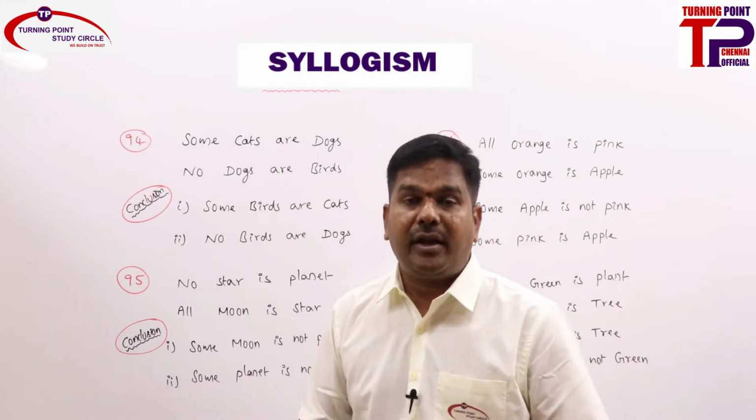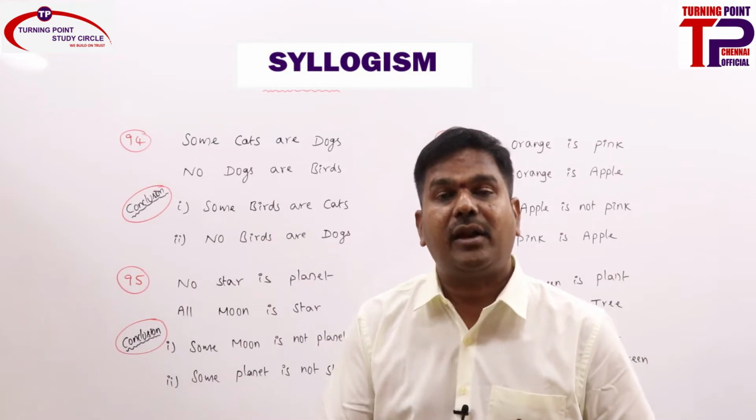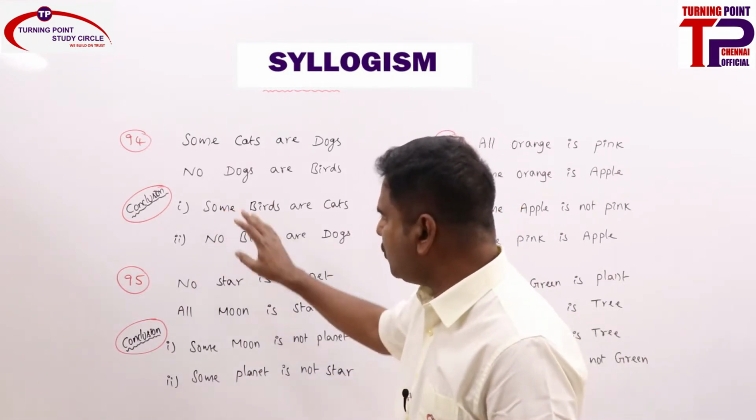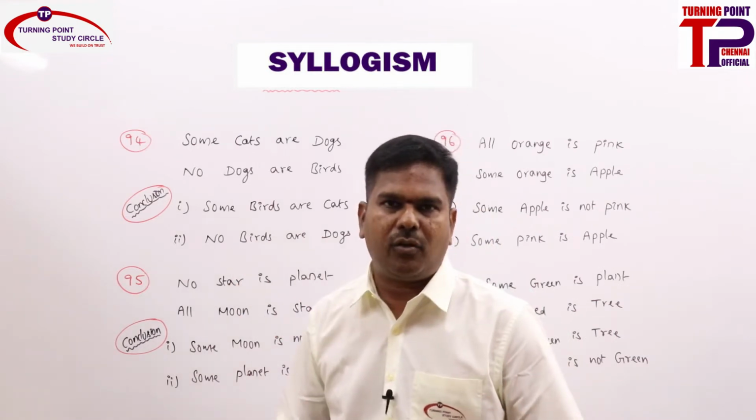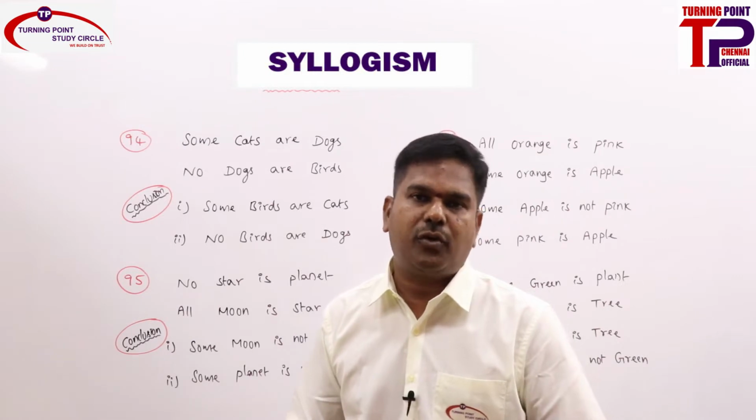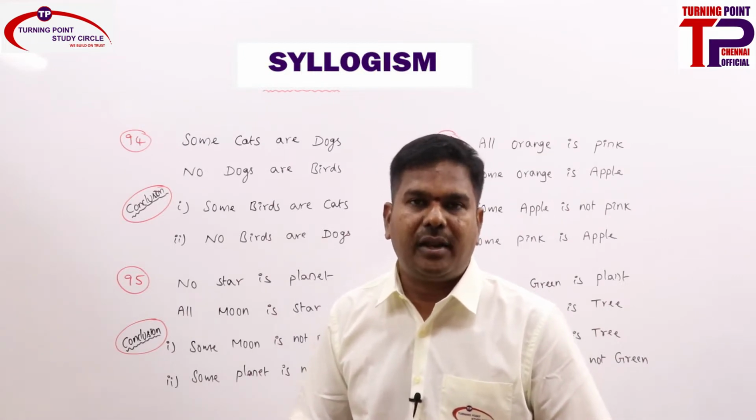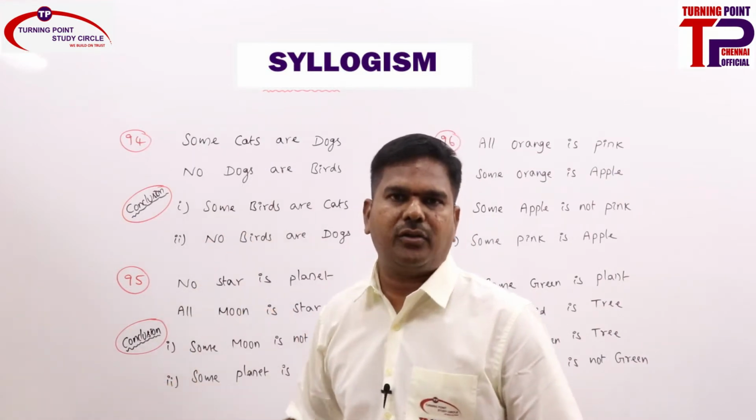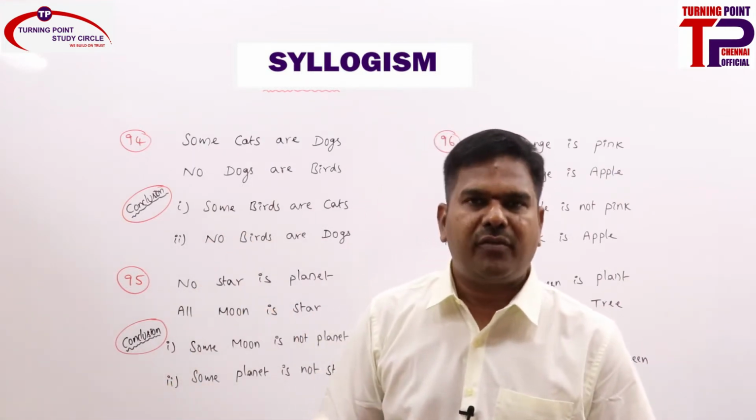And give the answer as 4 if neither 1 nor 2 follows, that means none follows. First conclusion won't follow, second conclusion won't follow. Even if it is not a complementary pair, we need to go ahead with the fourth option, none follows. Finally, both follow. That means the first one also follows, the second one also follows. Go ahead with the fifth option, both follow.